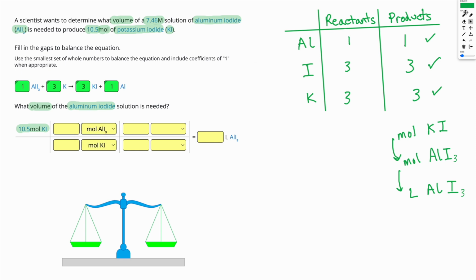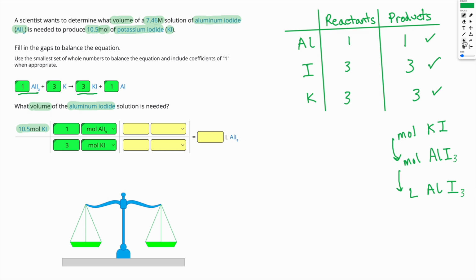And then for our numbers in there, we need to have a look in our equation and find AlI3 here and KI here. We can see for every 1 mole of AlI3, we have 3 moles of KI. So that's going to be our ratio there. That's our conversion between moles of potassium iodide, KI, into moles of aluminium iodide, AlI3. Then our second step is converting between moles of aluminium iodide and liters of aluminium iodide.